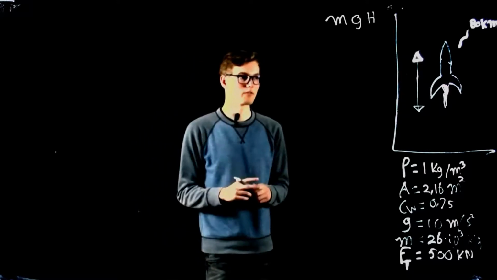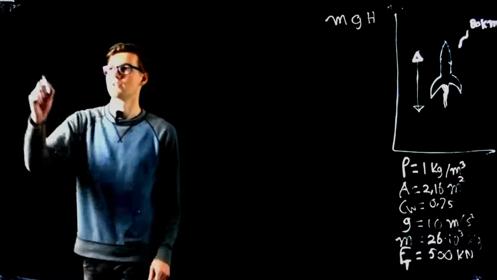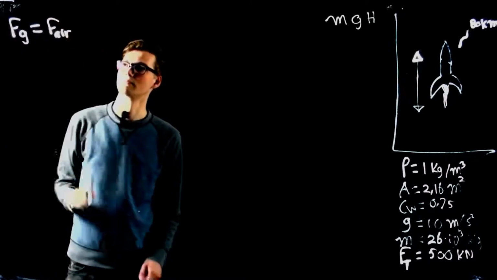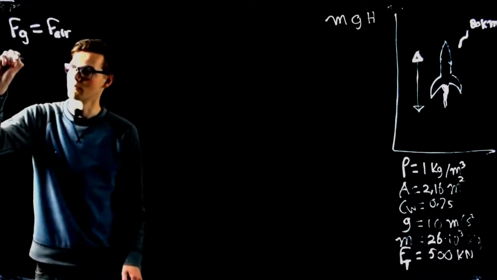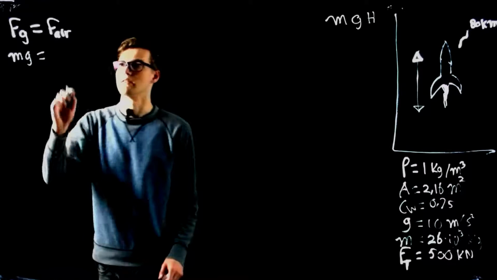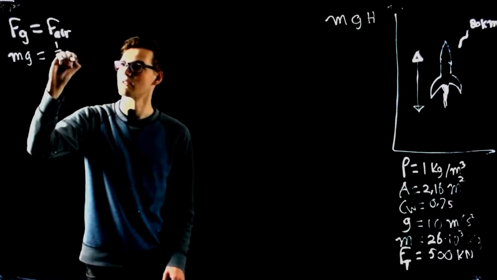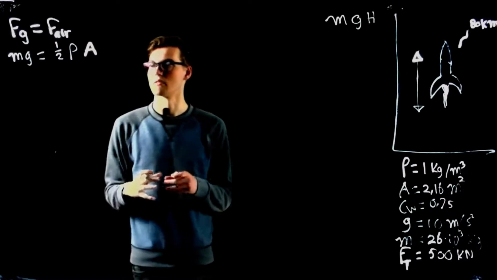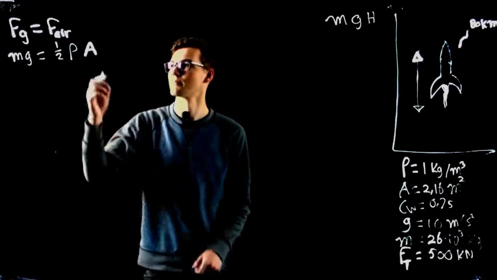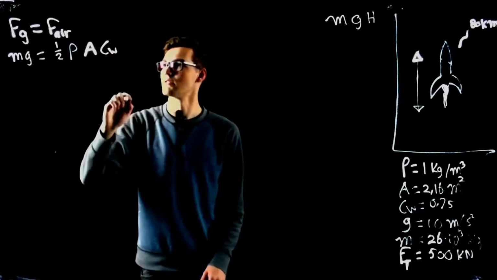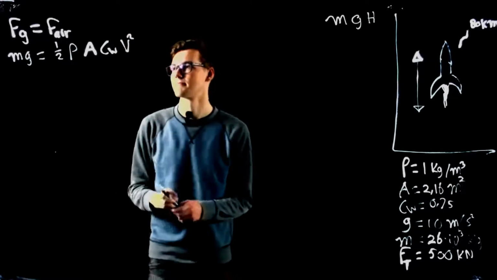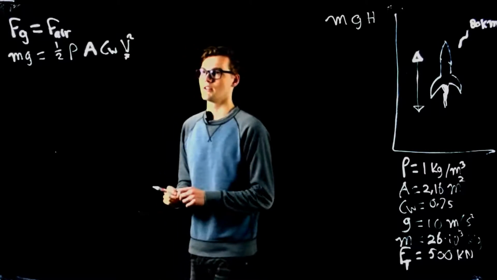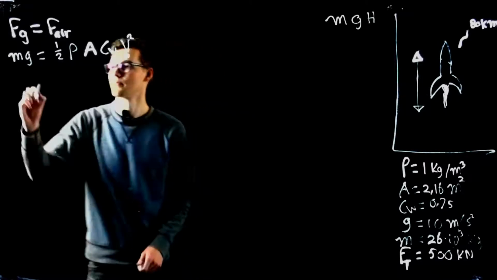How are we going to obtain that terminal velocity? Well, it's actually quite simple. We can equate the gravity to the air friction. So this would be mg, and the air friction is known as half times rho, the air density, times A, the frontal area of the rocket, times this coefficient times the velocity squared. Okay, in this equation, this v is the terminal velocity. So we want to free up that variable.